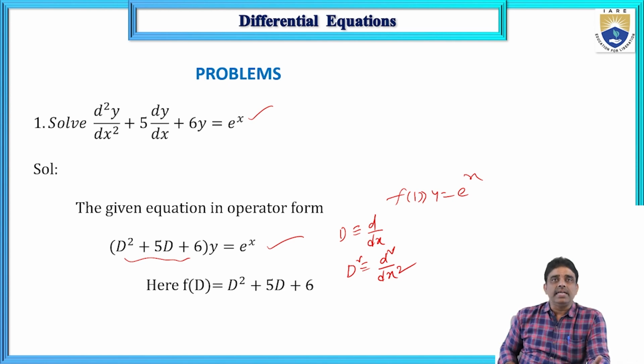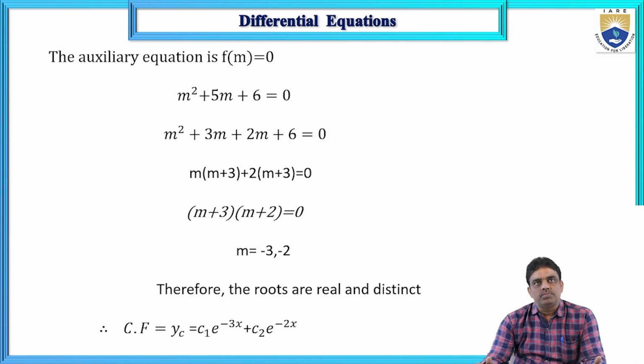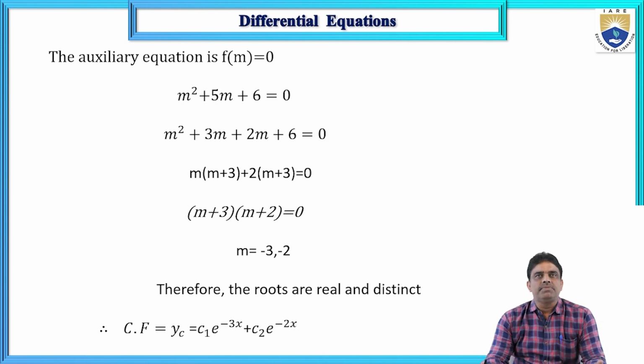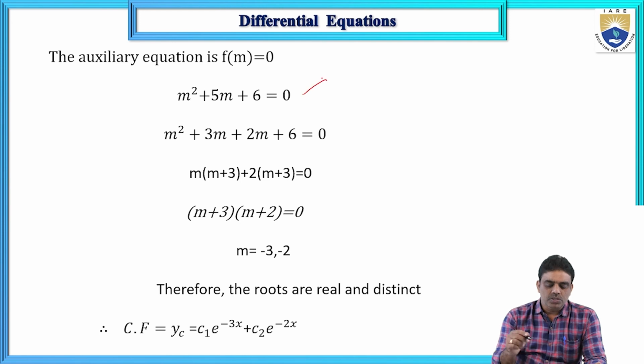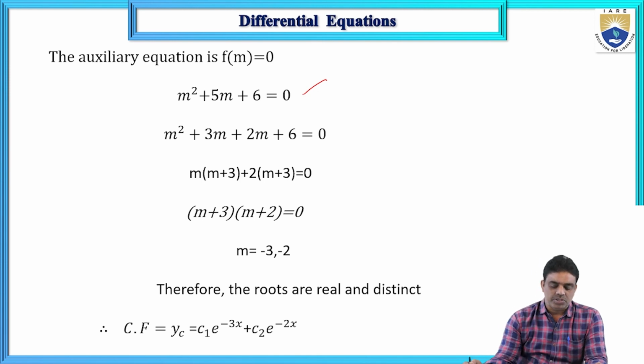Now the auxiliary equation will be f of m is equal to 0. F of m means replace D by m simply. Then the equation will be m square plus 5m plus 6 is equal to 0. So on finding the roots, and based on the roots of the equation, we are going to write the complementary function.